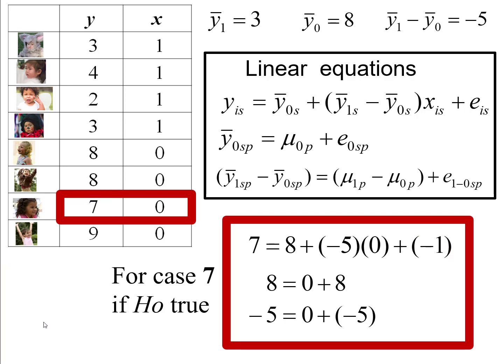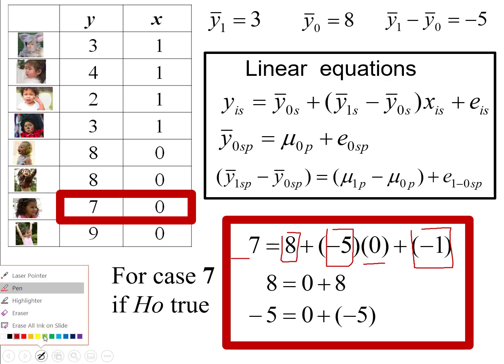And so if we plug the numbers in for her, we have 7 is equal to 8, the mean for group 0, plus -5, the difference between groups, times 0, which is her score on x, plus -1, which is the error for that girl, for case number 7.